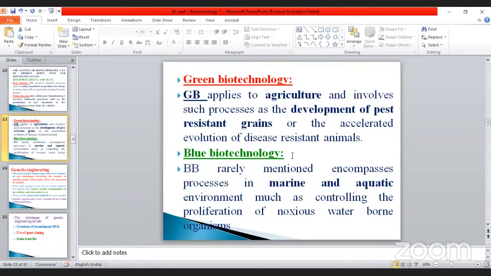For example, take Pseudomonas. Pseudomonas is one of the special microorganisms introduced in biotechnology.